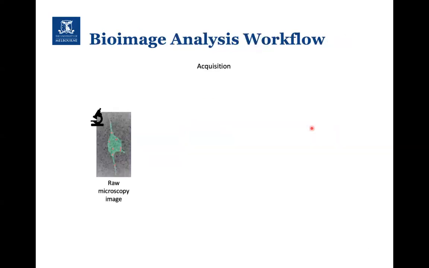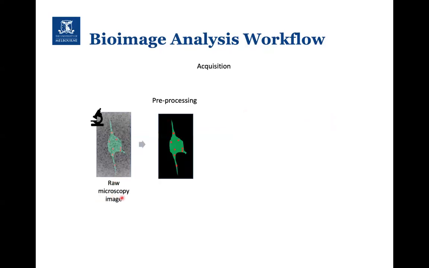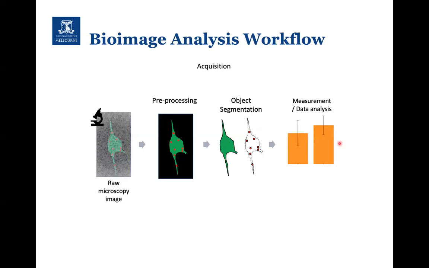Okay, so the general workflow is once we have our microscope image, we may want to do some kind of pre-processing to that microscope image. The next step is very often object segmentation, so identifying the objects that we want to quantify before then going on and doing data analysis on them. We'll go through each of these steps in turn.